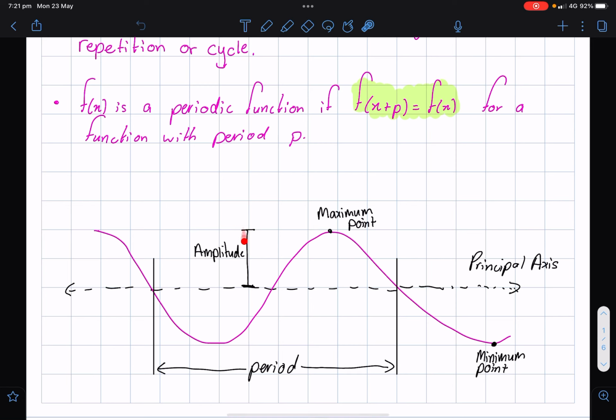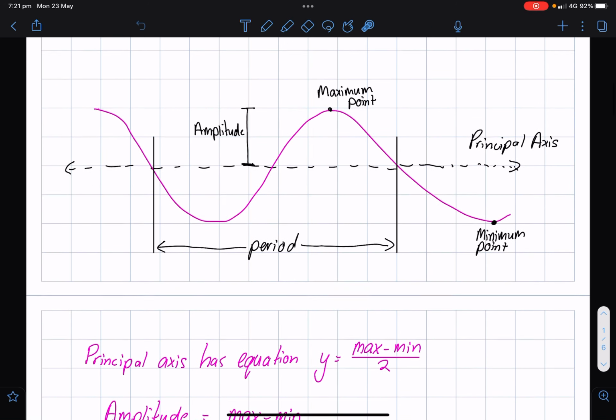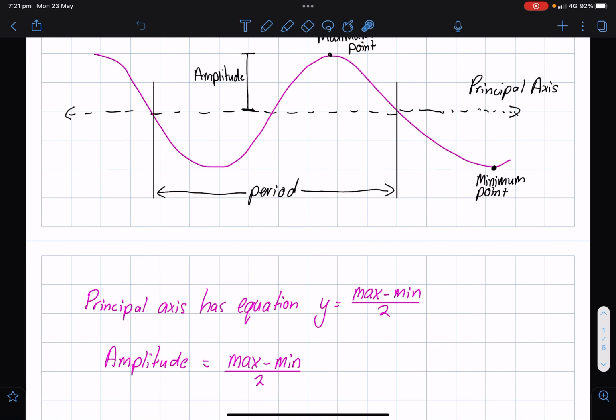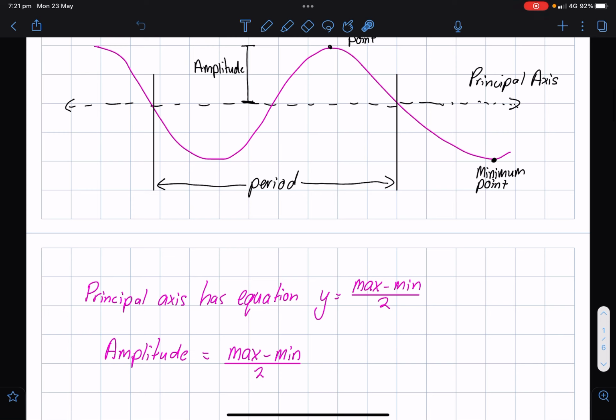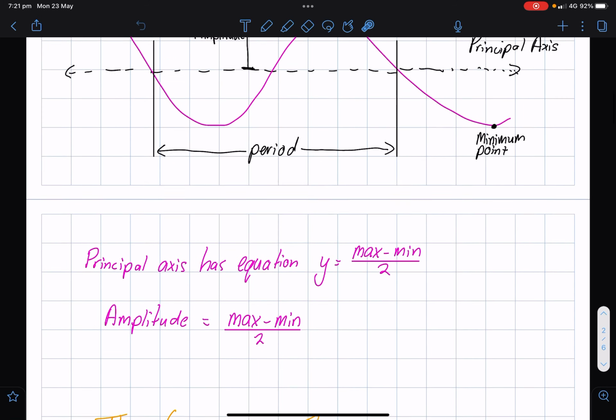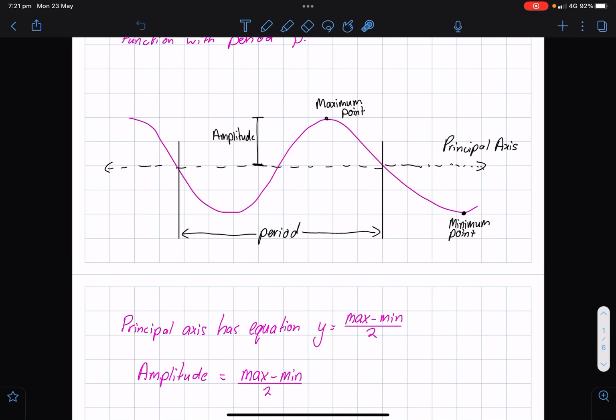The amplitude of our function is from either the maximum height or the minimum point to the principal axis, all right? And these are obviously maximum and minimum points. So the principal axis has the equation y equals the maximum point plus the minimum point divided by 2, okay? The amplitude equals the maximum minus the minimum, divided by 2, all right? So for the max and the min, you're using the y coordinates, all right? So that is just a basic, quick introduction to periodic functions, all right?